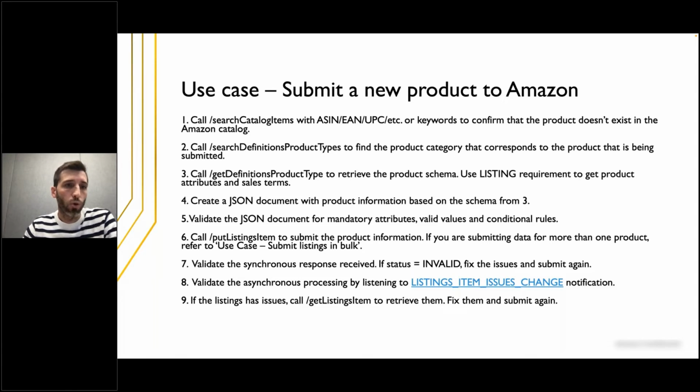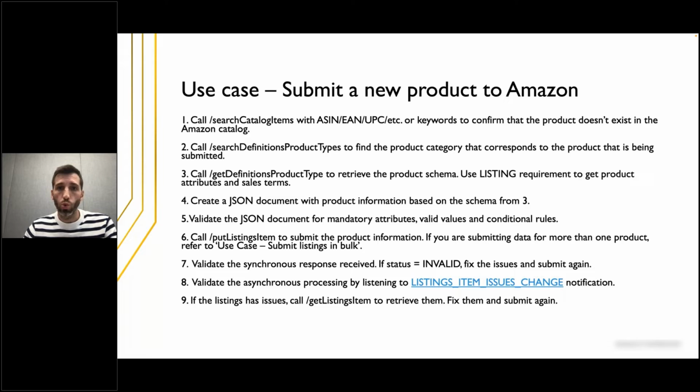Step number 4 in this case is, once you have the product schema, you can create your own input that you will be submitting to Amazon. This is a JSON document that will contain the product information for each of the attributes that are specified in the product schema that you got in the previous step, right? One important step here before submitting the information to Amazon is to validate that the JSON document that you have and you're about to submit is valid.